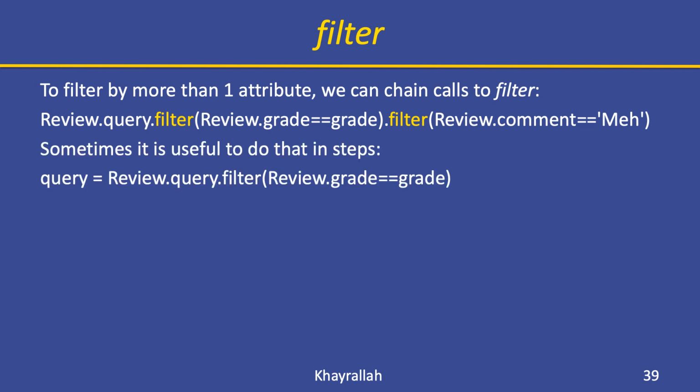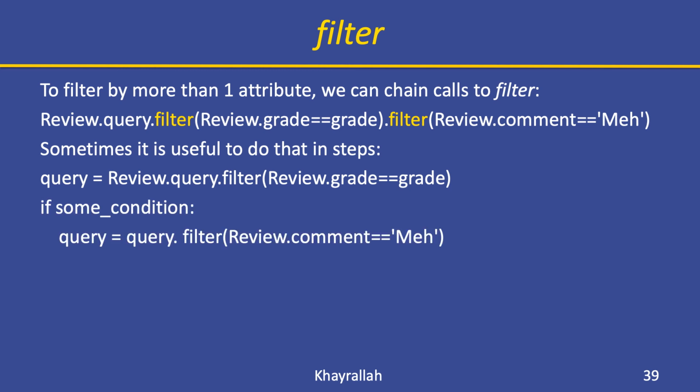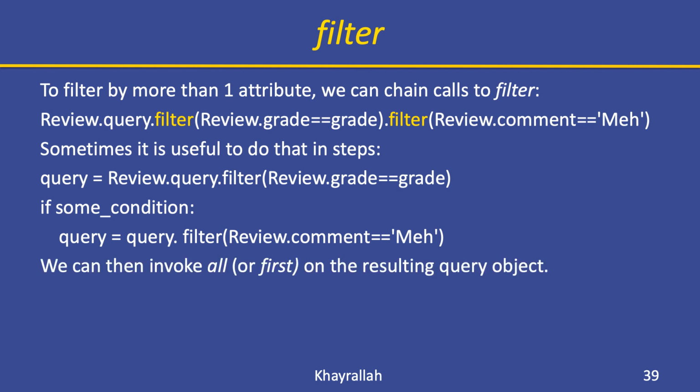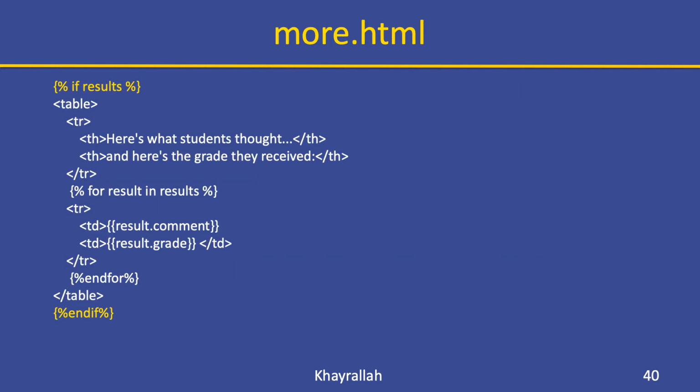So we write query equals, and we get the result from the first filtering operation. And then if some condition is met, we can apply a second filter. And then at the end, we can invoke all or first on the resulting query object. And we get either a list of results or just a single result. Now let's go back to our more template. If there are results in the query, if there are reviews matching this grade, then we want to display the table with all the relevant results.